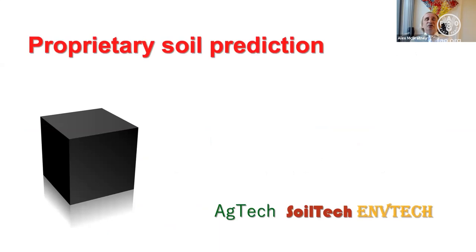The next issue is about proprietary soil prediction. On this slide we see words like ag tech, soil tech, env tech. There are lots of startups or small companies out there offering new ways of doing things. And one of the new ways is to more cheaply predict soil properties, which is fine. But if we're going to use those services rather than have our own laboratories or make our own measurements, we do need to understand how they're doing it and what the uncertainties are. This is what I call proprietary soil prediction made by companies. Proprietary means that the way they do it is the intellectual property of the company, so you don't actually know how they do it. Whereas if you make a pH measurement in the lab, everybody knows how you do it.